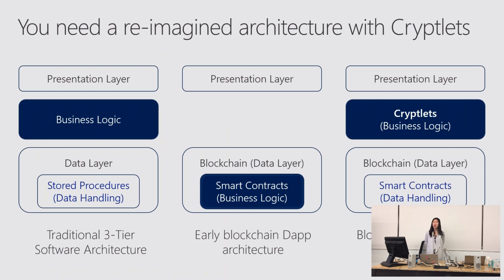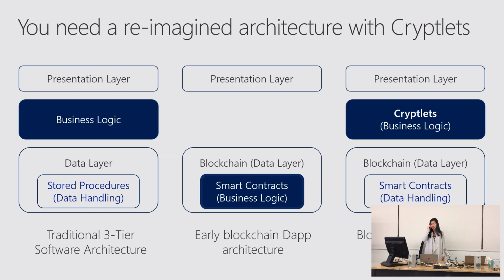So another area that we're working on is this idea of Cryptlets. When you think about a traditional three-tiered software architecture, you have three layers: your data layer, business logic layer, and your presentation layer. So that's how things are split up right now. With the early blockchain distributed application architecture, you have this large monolithic data layer with all your data and also all your business logic at the bottom.